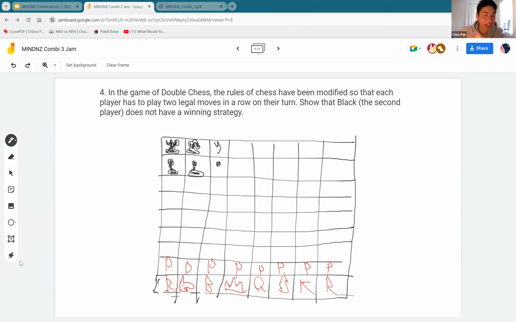So okay, wait, here's how pieces move. Pawns move up. Knights can move in the L shape.